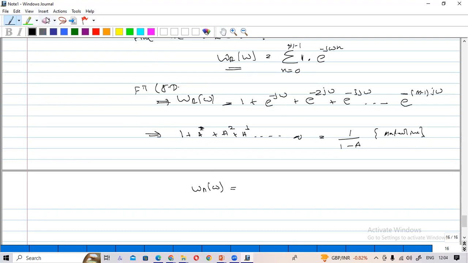So if I evaluate that one also, okay. So this is that, 1 plus a square plus a cube up to infinity. So you will have 1 into 1 divided by 1 minus a, okay. And you have to find for N minus 1, okay.